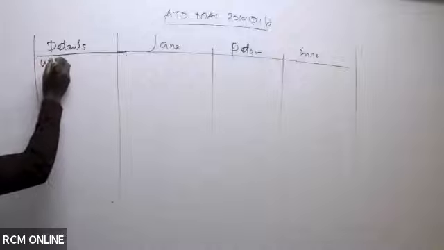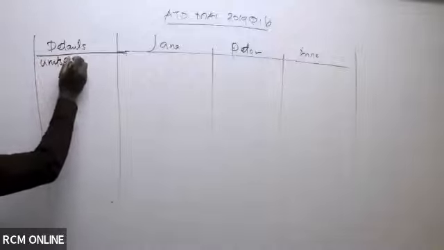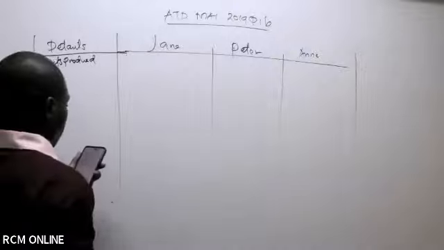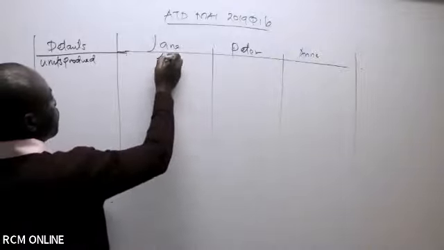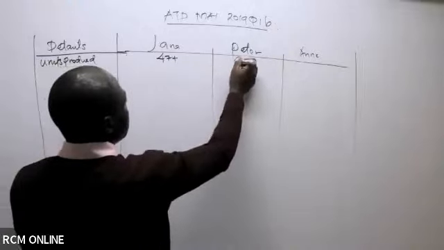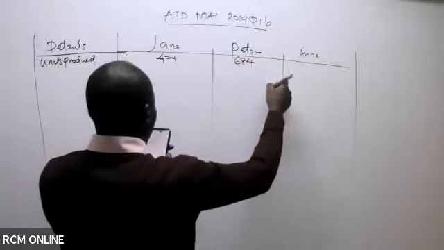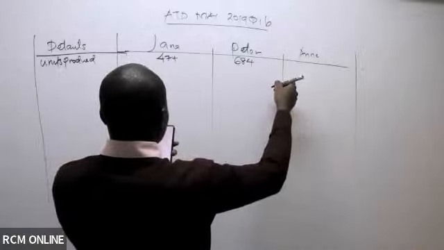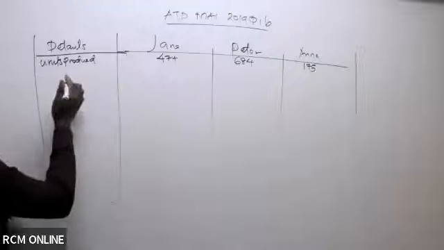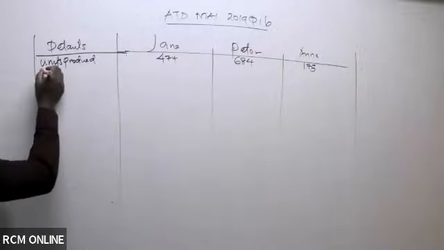So units produced, we're talking about 474. We're talking about 684. We're talking about 175. To the units produced, let's deduct rejected units.